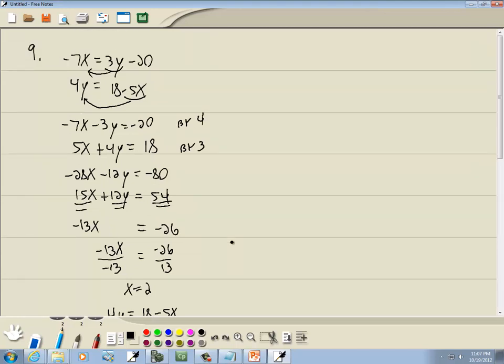Now let's do it on the calculator. Now the one we'll best work with for our calculator is when all the x's and y's are on the left side and numbers on the right. So this one right here. So again, we'll drop the x's, y's, and equals. So we've got negative 7, negative 3, and negative 20. And I got 5, 4, and 18.